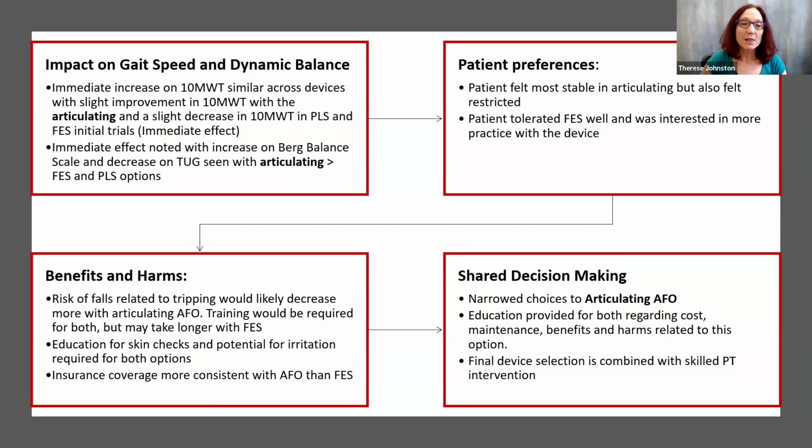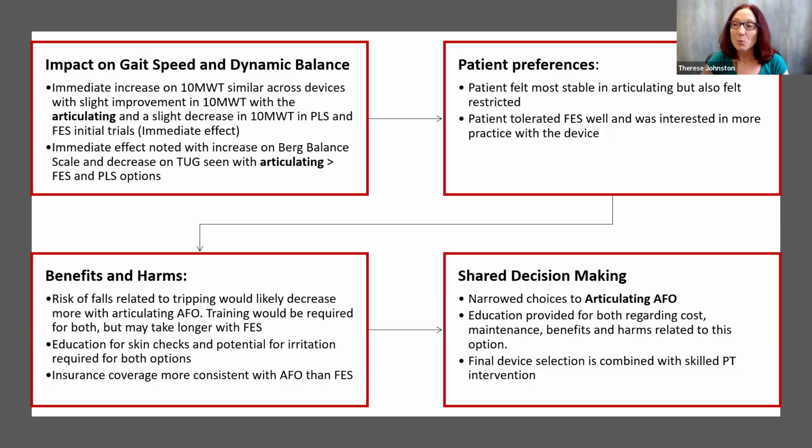All right, so putting this all together for this particular patient, this person was trialed with an articulating AFO as well as a posterior leaf spring and with FES. So looking at that top box on the left, the impact on gait speed and dynamic balance, we saw there was an immediate increase across devices with somewhat of improvement in the 10-meter walk test with an articulating AFO, but a slight decrease with the posterior leaf spring and the FES.